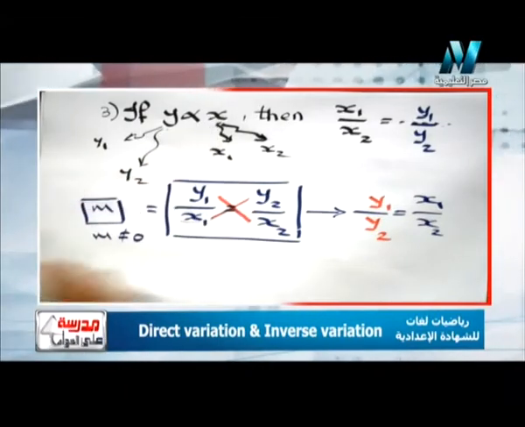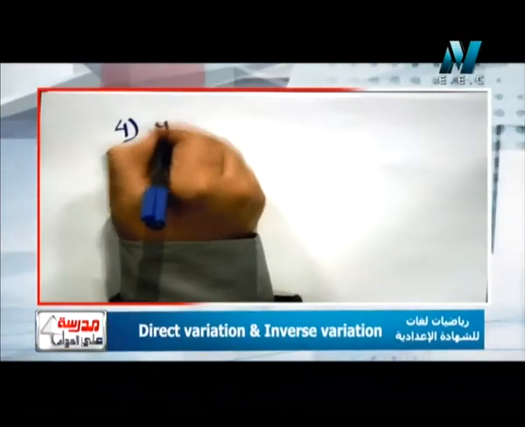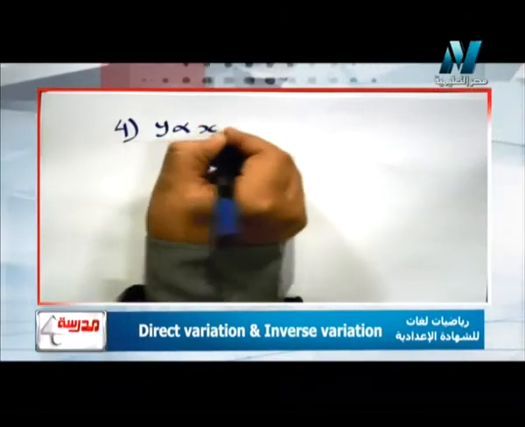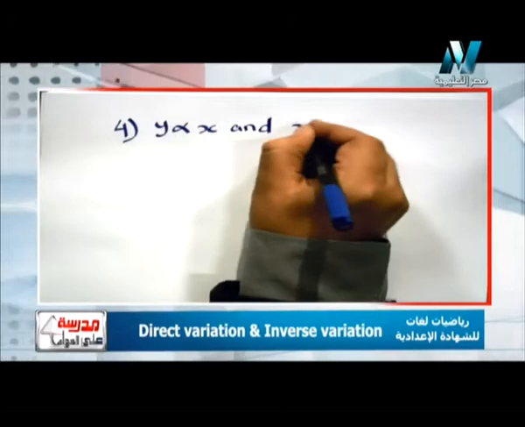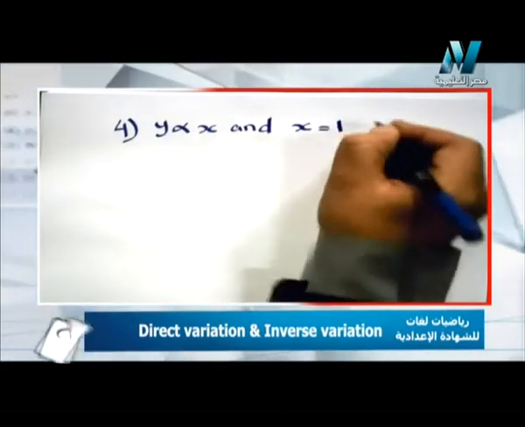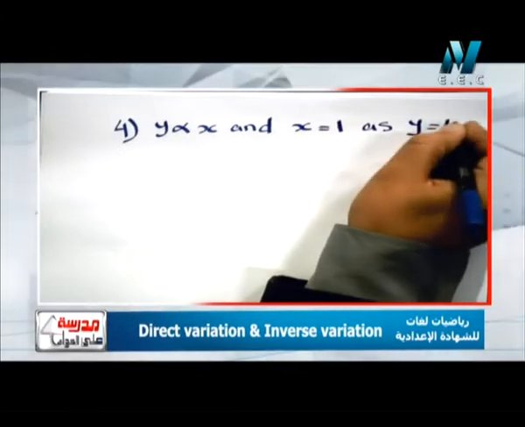Let's see another example. On the same page we are on, page 93 in the pupil book, we have many exercises on direct variation. Number 4 is written as: y varies as x, and x equals 1 as y equals 4.